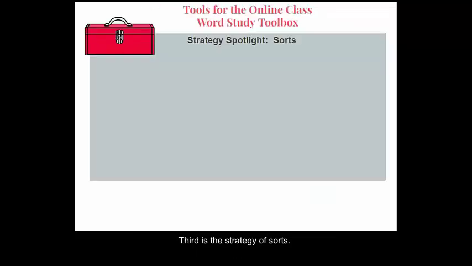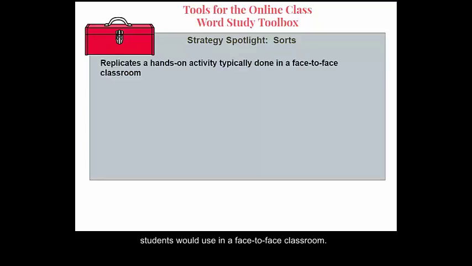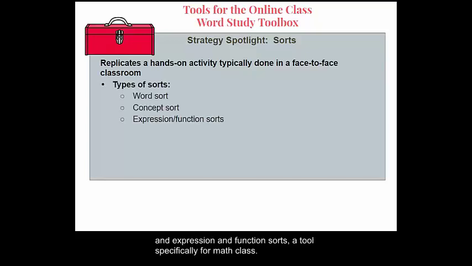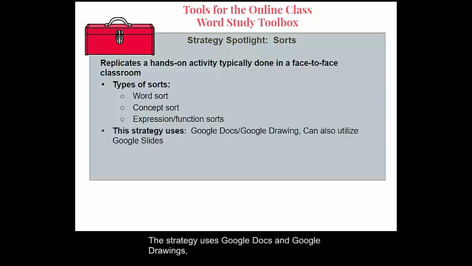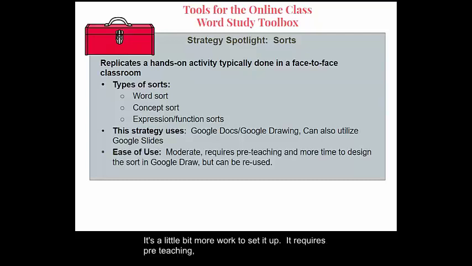Third is the strategy of sorts. This highly customizable activity mimics the hands-on manipulation students would use in a face-to-face classroom. This module will introduce word sorts, concept sorts, and expression and function sorts, a tool specifically for math class. The strategy uses Google Docs and Google Drawings, but it can also utilize Google Slides. It's a little bit more work to set it up.